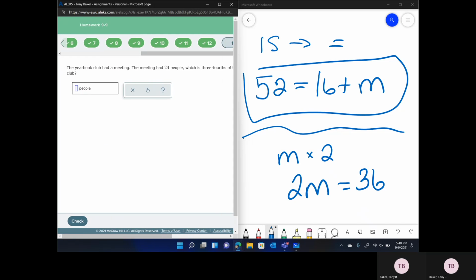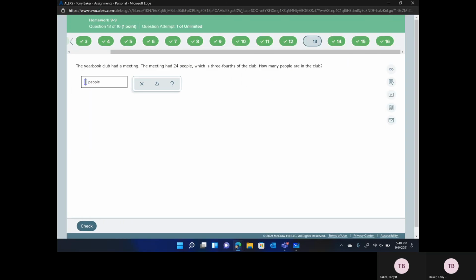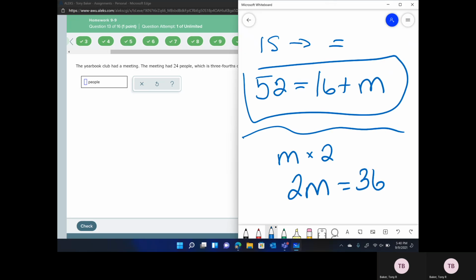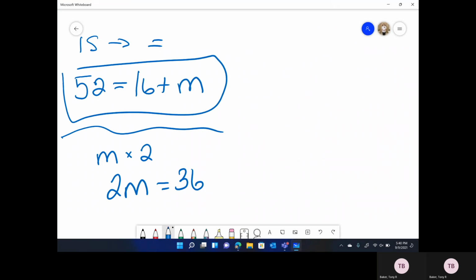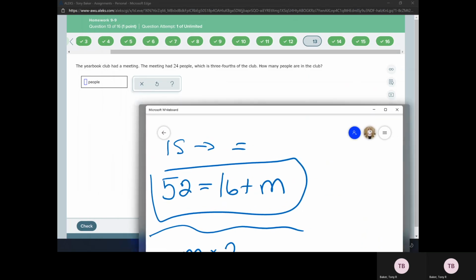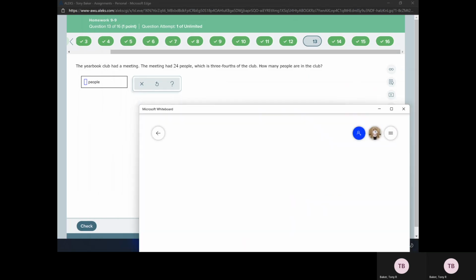Oh, the wonderful word problems we have to solve. All right. So the yearbook club had a meeting. The meeting had 24 people in it, which is 3/4 of the club. What word did I say was the equal sign? Is. So 24 is 3/4 of the club. Okay. Now they want to solve it.